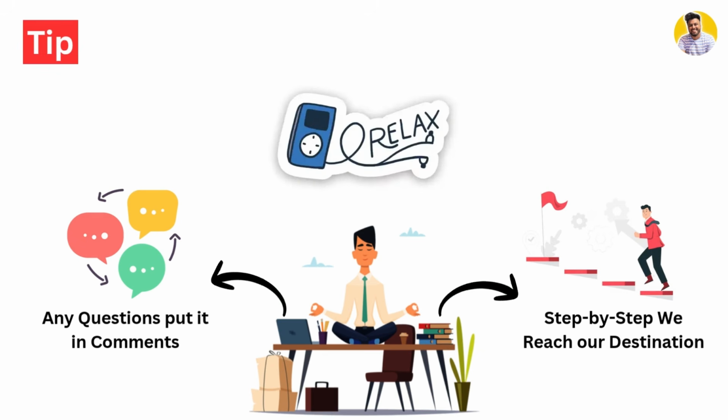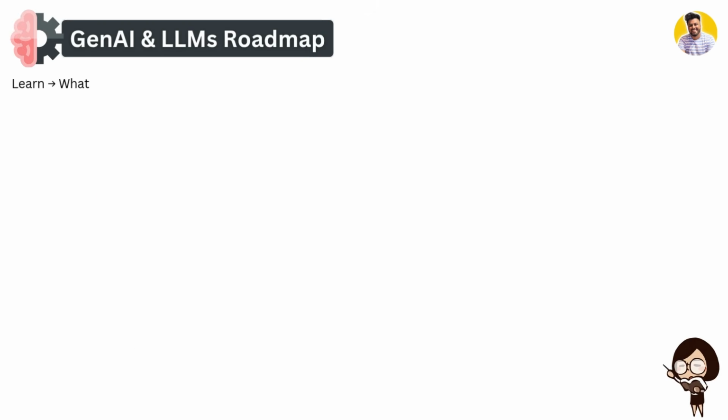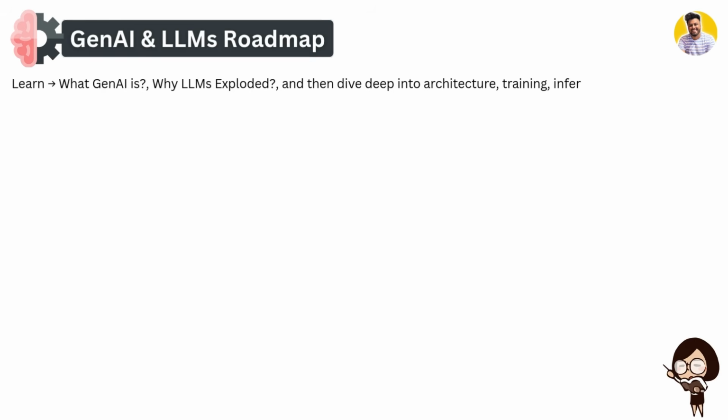Okay. So for generative AI, learn what generative AI is, why LLMs are so popular nowadays, and then dive into their architectures, their training, their inference, their engineering, and their limitations as well. This is a core stage for the FANG level depth that you need to become a master AI engineer.